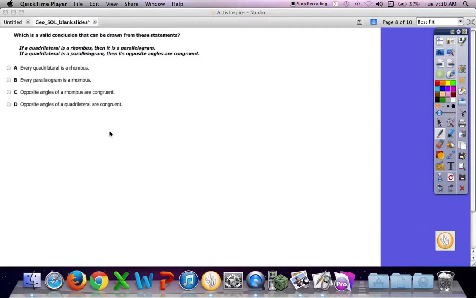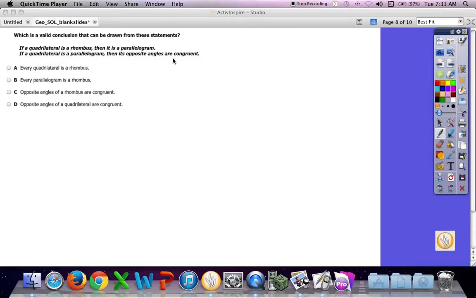Okay, which is a valid conclusion to be drawn from these statements? If a quadrilateral is a rhombus, then it is a parallelogram. So that we could call a conditional statement. That's like an if P then Q, which we saw in the first problem. If a quadrilateral is a parallelogram, then its opposite angles are congruent.